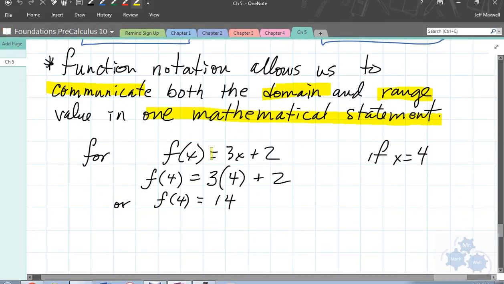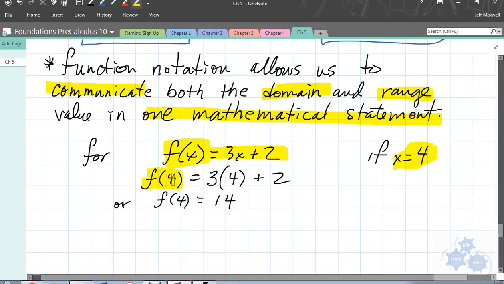If we have a function equaling 3x plus 2, and I want to know what the function value is if x equals 4. Well, in function notation, do you see how I'm substituting over here 4 in for x? So guess what? I write it like this. F of x becomes f of 4.